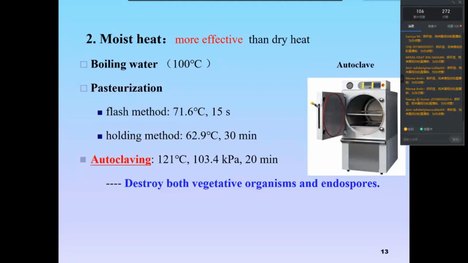So this is the machine we use a lot in the lab and also in hospitals. In hospitals, you can use an autoclave to treat some instruments used for surgery.